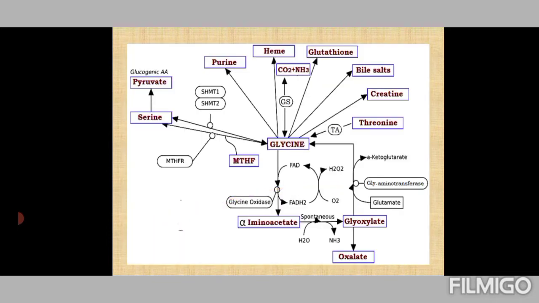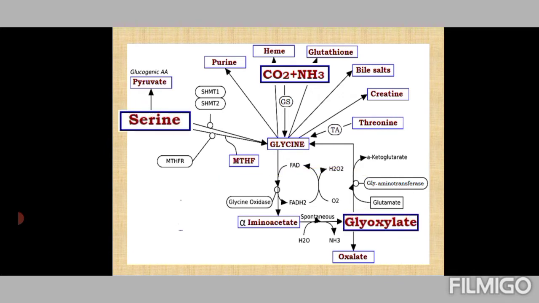Now, what we have discussed so far are the synthetic reactions of glycine, which includes this one. This is carbon dioxide and ammonia, and serine. Serine can give rise to glycine, and glyoxylate can also give rise to glycine. And these three reactions are reversible.